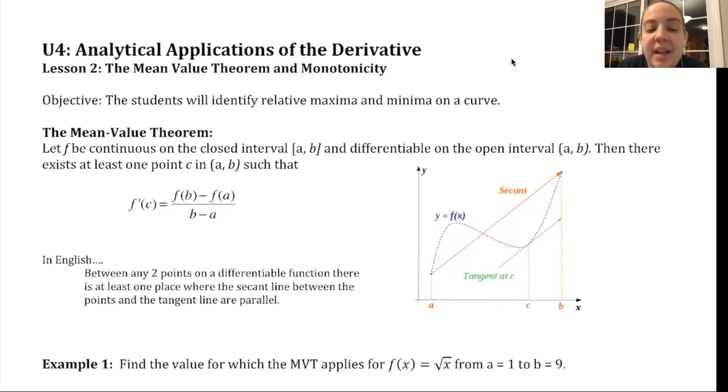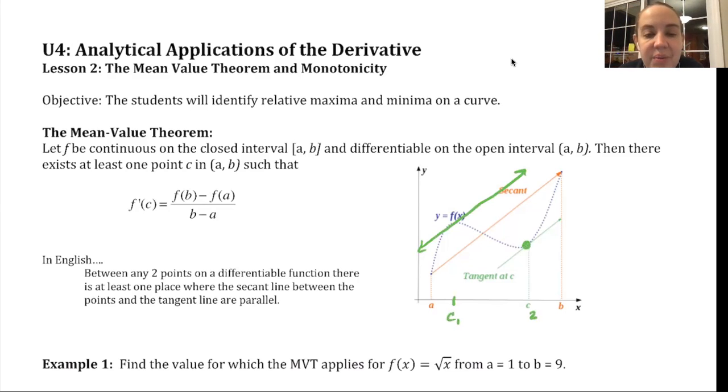Between any 2 points on a differentiable function, there's at least one place where the secant line between the points and the tangent line are parallel. So you can connect the two endpoints for a secant line, and somewhere between those endpoints, there has to be at least one location that has a parallel slope. Now, the figure in front of you actually shows 2. They drew one down here at c, right here, parallel to my secant line, but there would actually be another one over here. So we could call this one c1 and this one c2.